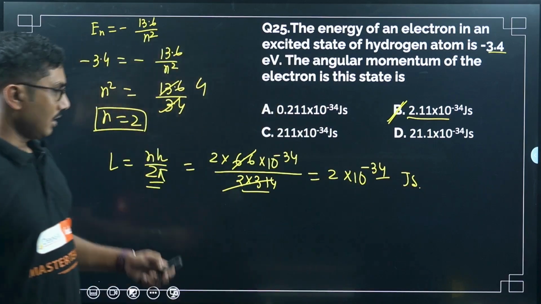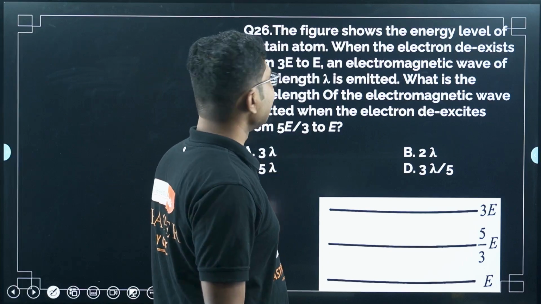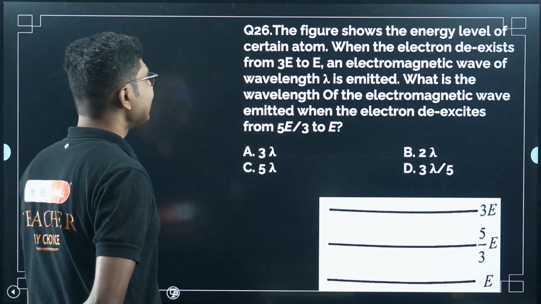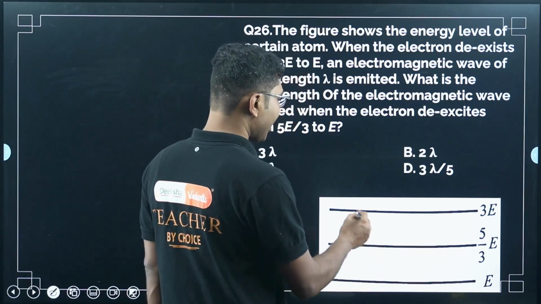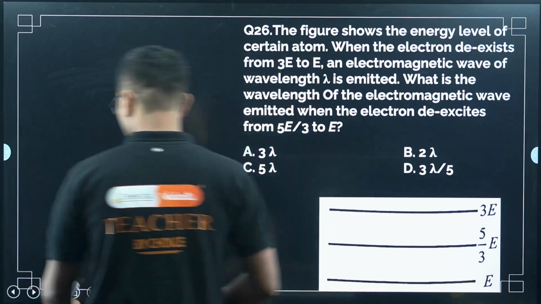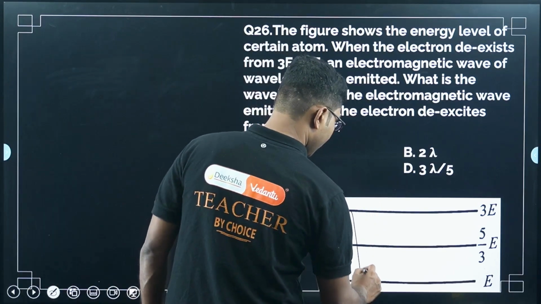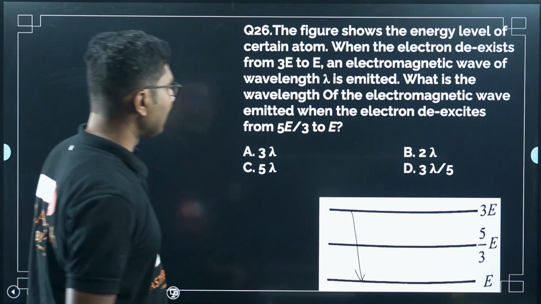Okay, now next question. The figure shows the energy levels of a certain atom. When the electron jumps from 3E to E, an electromagnetic wave of wavelength lambda is emitted.